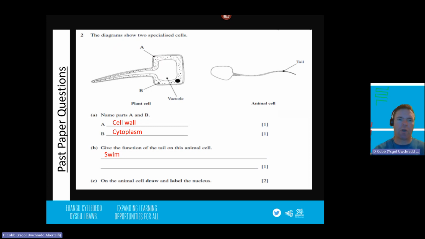There's only one mark, so we know we don't need to say a great deal, but actually saying to swim in order to fertilize an egg would be a better answer on there. And then it says on the animal, draw and label the nucleus. So you needed to put, if I call it a blob, I'm not really doing it credit, but you need to show a structure similar to the one that's shown in the plant cell there.